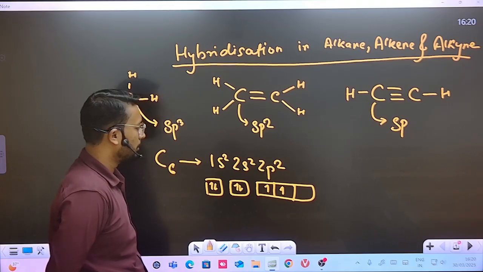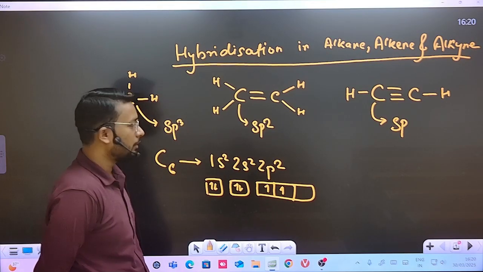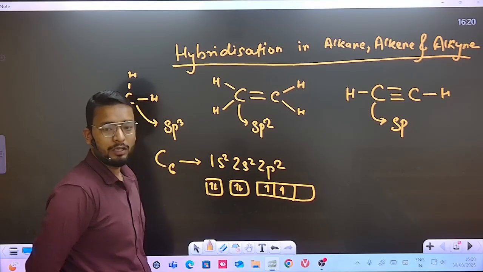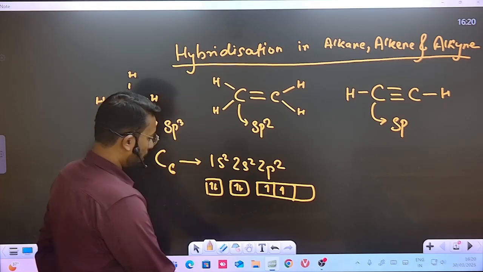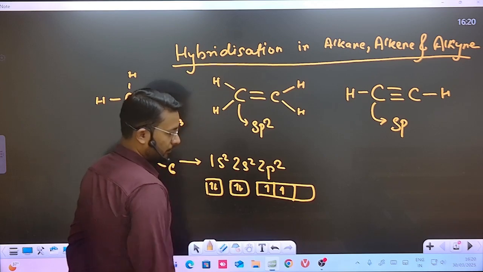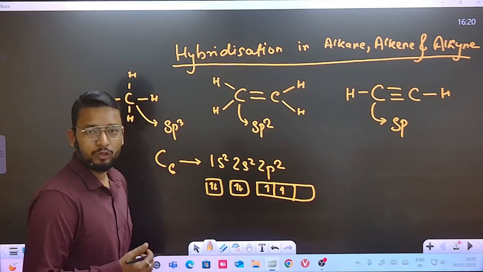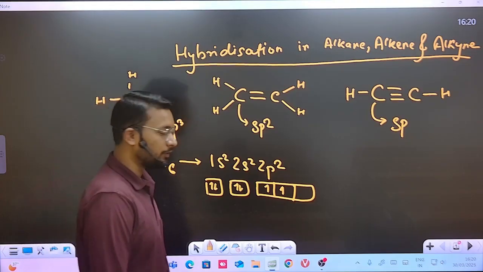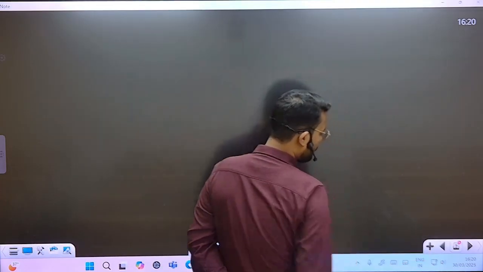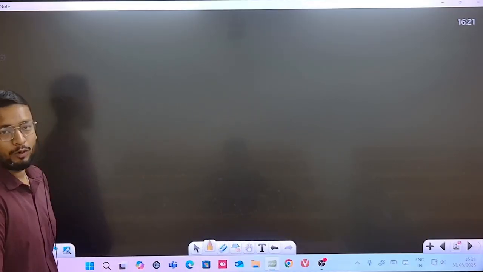So if there are 2 unpaired electrons, how is this carbon atom making 4 bonds? According to VSEPR, the number of bonds depends on the unpaired electrons present in the outermost orbital. It has only 2, so carbon should make only 2 bonds, but carbon is making 4 bonds. How is it possible? Let's move on and understand this concept, how carbon makes 4 bonds. So let's start with alkane.